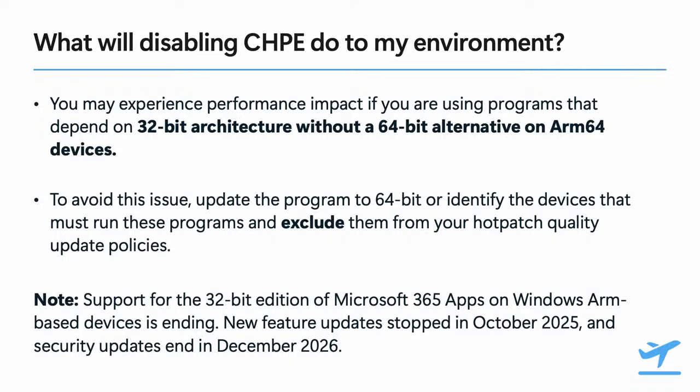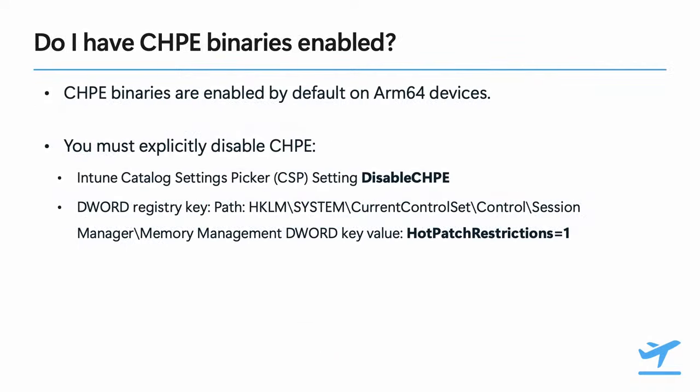Please note that support for 32-bit editions of Microsoft 365 apps on Windows-based ARM devices is ending. New feature updates stopped for this platform in October 2025, and security updates will end in December 2026. If you're not sure if CHPE binaries are enabled for you, you can check by looking at the Intune catalog settings picker described earlier and seeing what your toggle is on. Alternatively, you can use the registry key provided on this slide, Hotpatch restrictions, to set this value to disabled explicitly. CHPE binaries are enabled by default on those ARM64 devices.